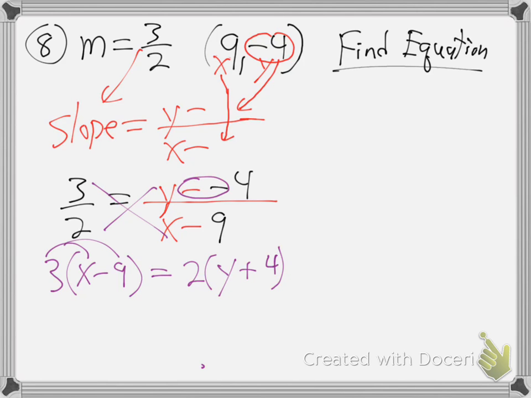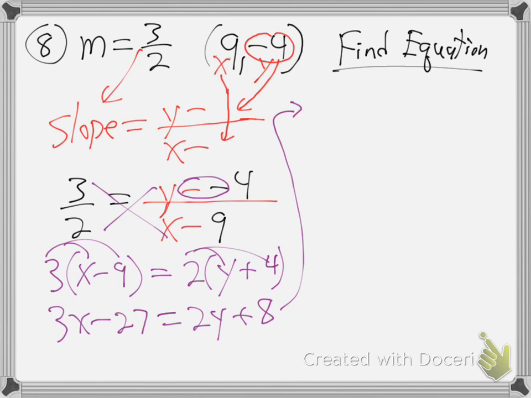Right? These two negatives become positive. And then you distribute. So you get 3x minus 27. You get here 2y plus 8. So let me bring it on up here. And we'll take it from here. So 3x minus 27 is 2y plus 8.